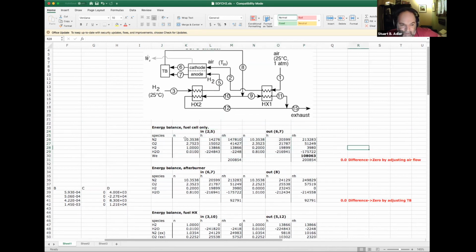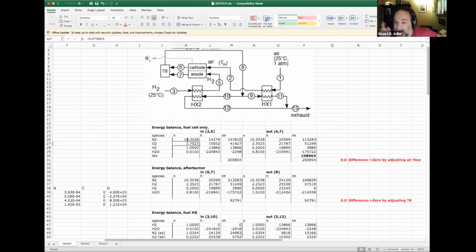But basically what we're doing is we're imagining a control volume around this fuel cell. We've got streams 2 and 5 coming in, and we have streams 6 and 7 coming out. And so what I'm going to do is list all of the incoming species, and also list all of the outgoing species, and then calculate their enthalpies. So that's what this is.